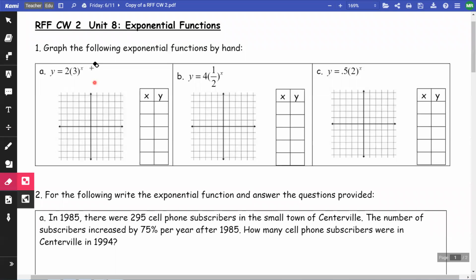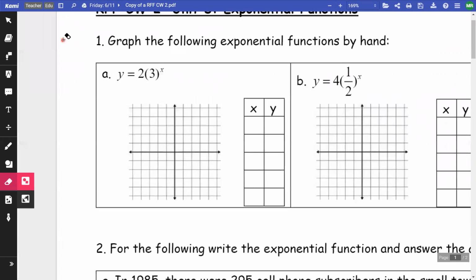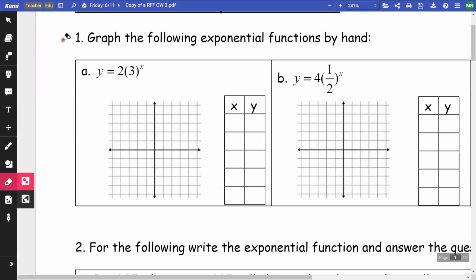So this video is Integrated 1, RFF classwork number 2. This little section here is on exponential functions. On this, we are going to be graphing exponential functions by hand. So you can do a table and start with, let's say, 0, 1, 2, 3, 4, and substitute those values in and see what you get.